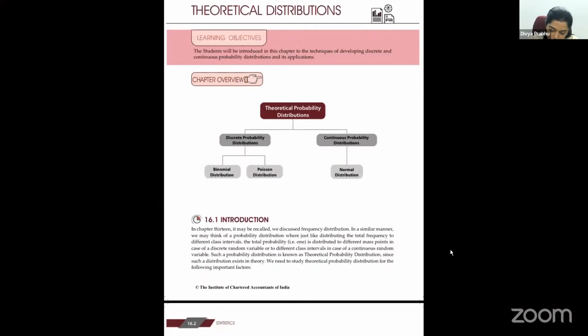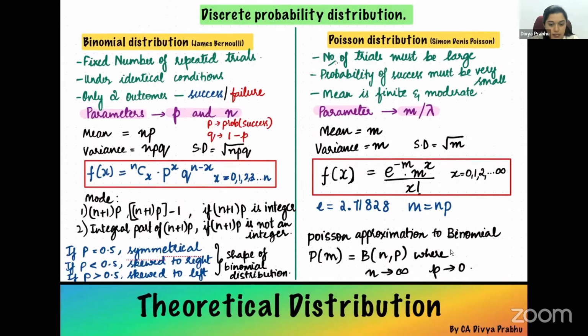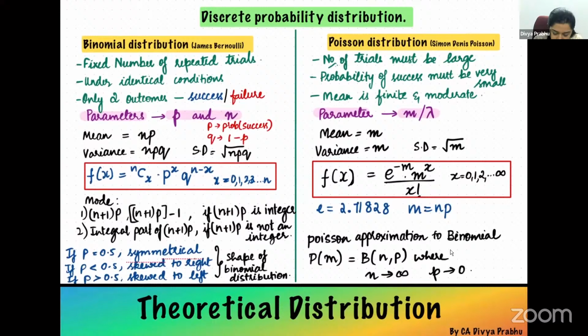Now coming to the first two distributions we are talking about, which are binomial distribution and Poisson distribution. Both these distributions will have a discrete random variable. Got it? Both these distributions will be using a discrete random variable. And that's why you can see here it's mentioned discrete probability distribution.